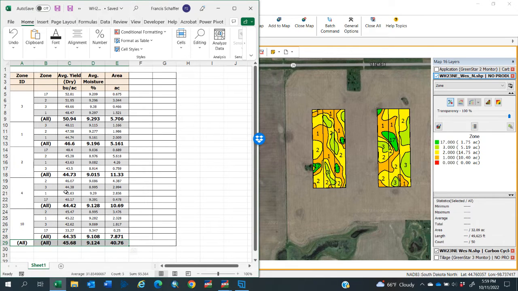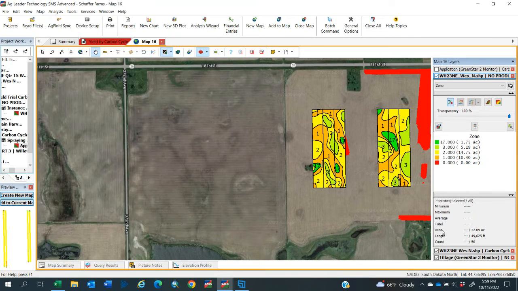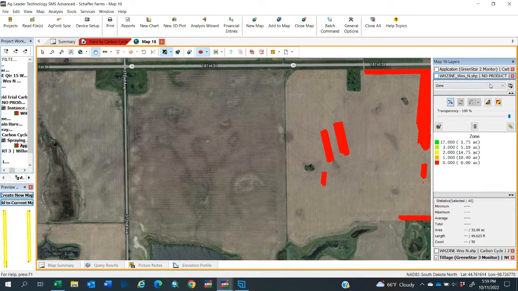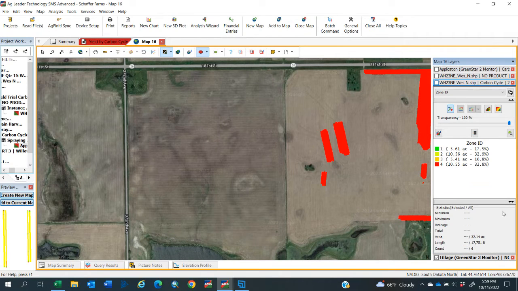Now, there's an anomaly in this field, and it affected this test area, and we sprayed right through it, and it was tillage that was done in 2020, and it goes right through the carbon cycle area. Goes right through it. Right through it. Right in the heart of both of them. And this one is clean.